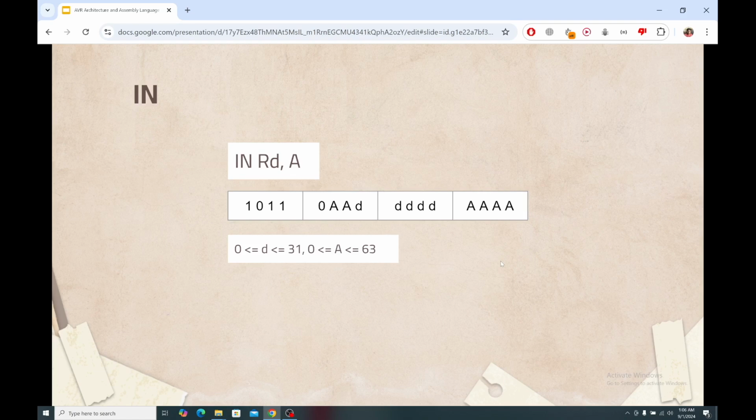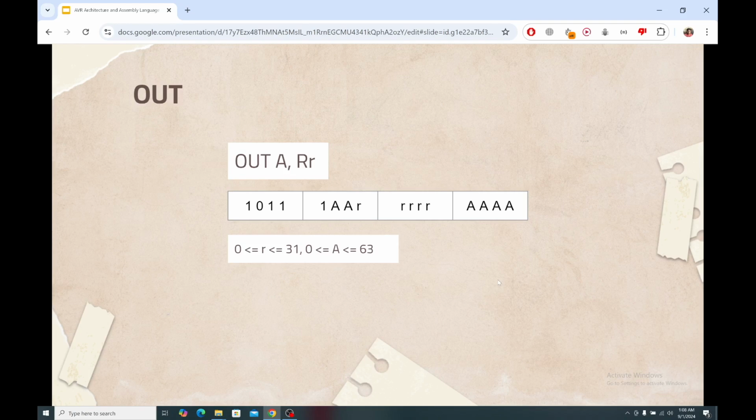So the first instruction for today is the in instruction. What it does is it loads a general purpose register with the content of an IO register. It is also a 2-byte instruction. 5 bits are used as the opcode, 5 bits are used to represent the general purpose register, and the other 6 bits are used to represent the IO register. We can only access the first 64 IO registers with the in instruction.